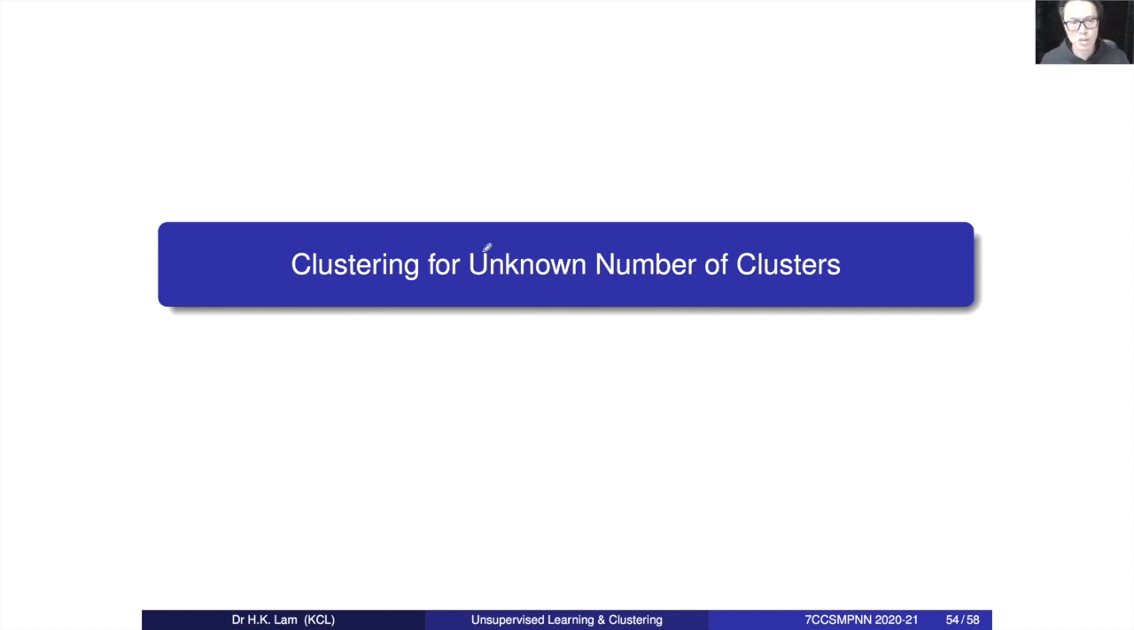In this topic, we're talking about the clustering method for an unknown number of clusters. That means in the previous topics, usually we have to determine the value of C, that is the number of clusters we want the data to be divided into. But what about letting the algorithm determine the best number of clusters we want the data to be separated into? That is the main idea of this topic: clustering for an unknown number of clusters.